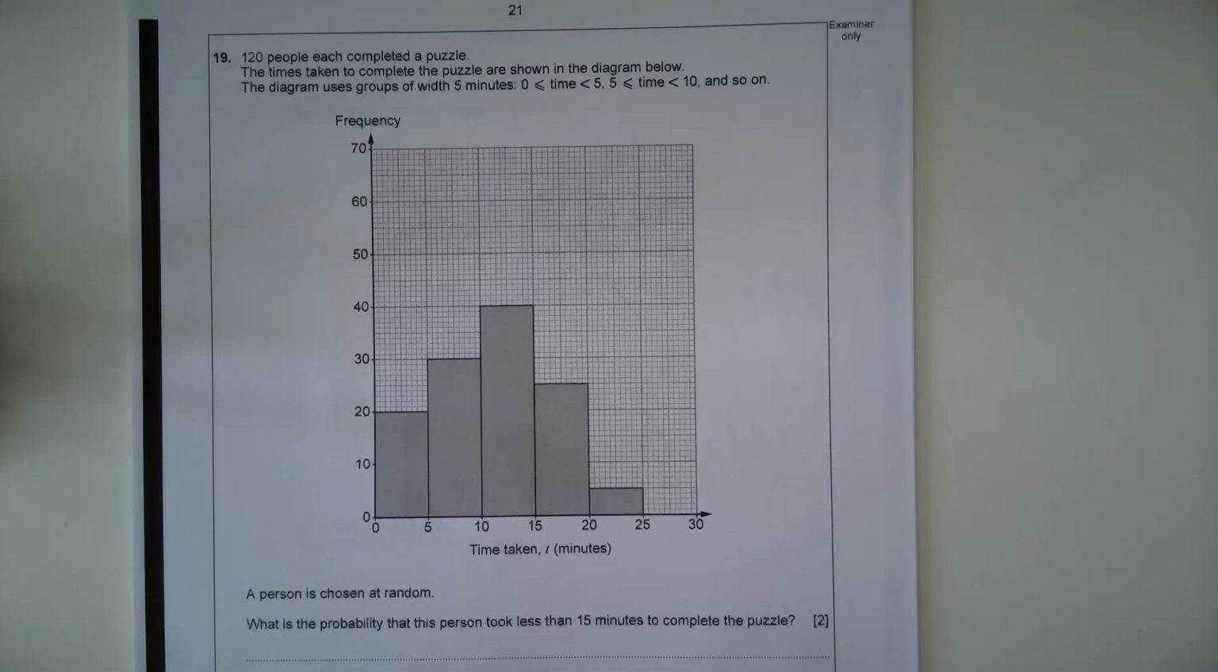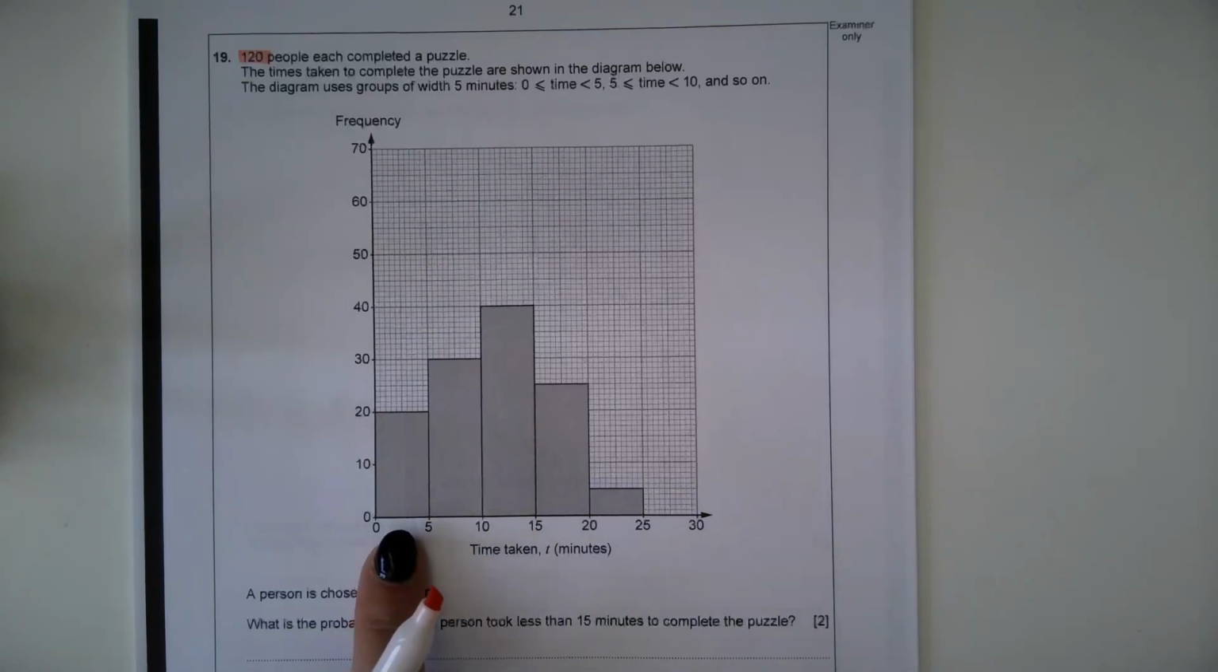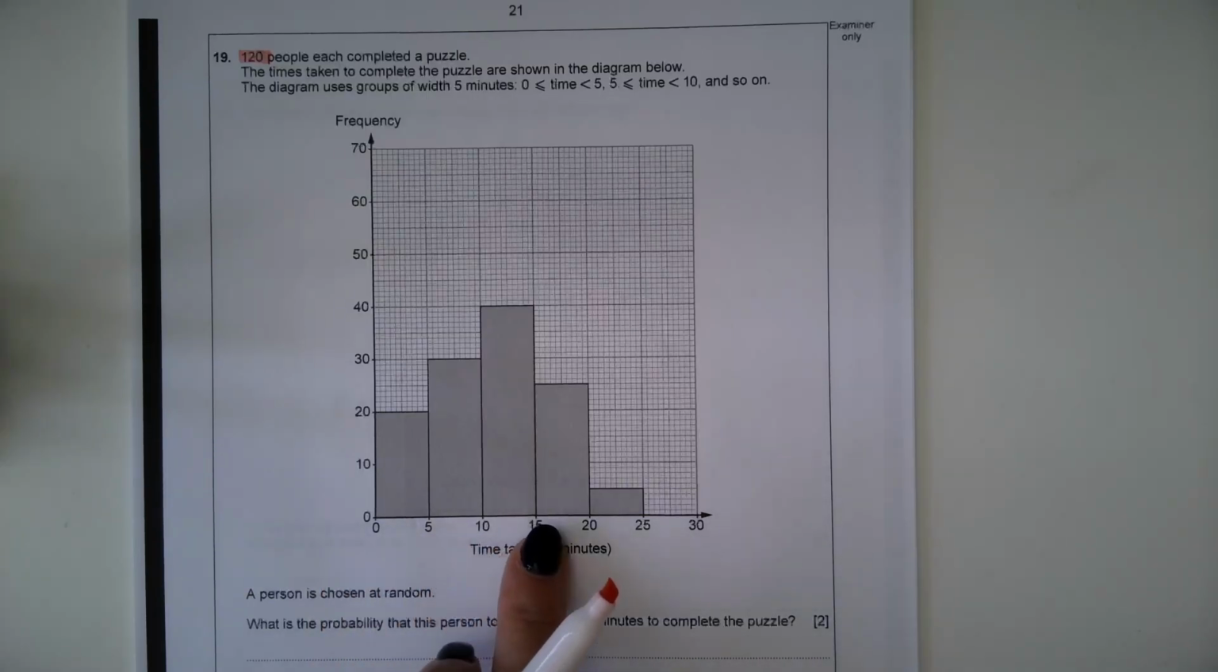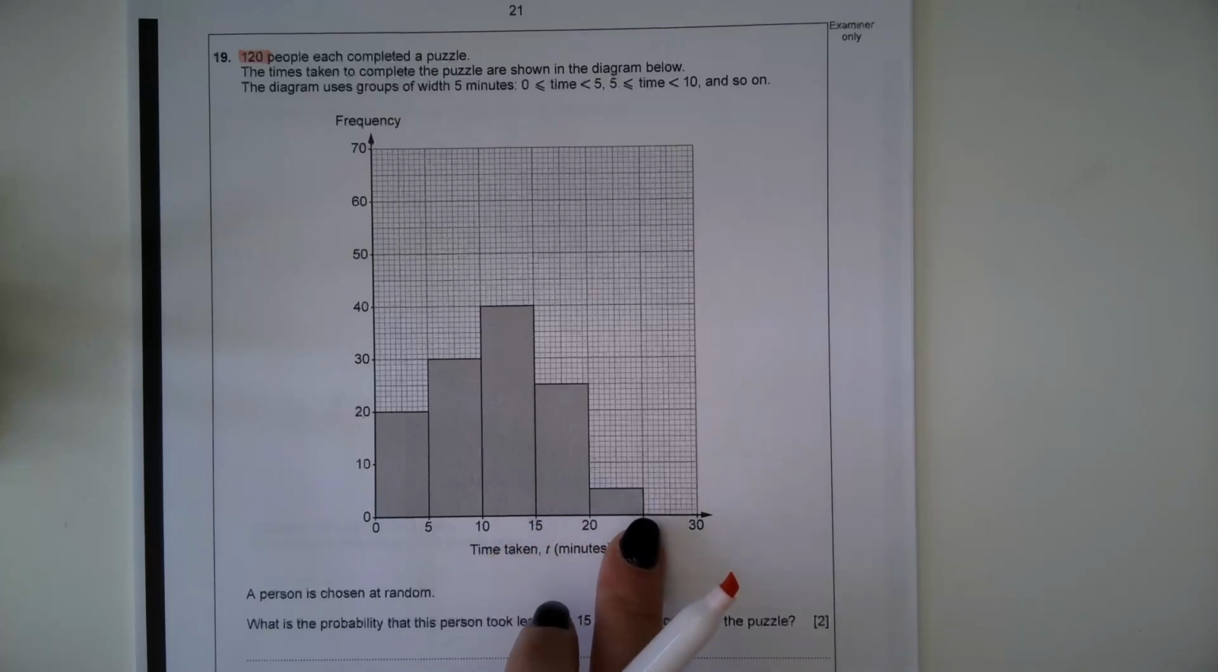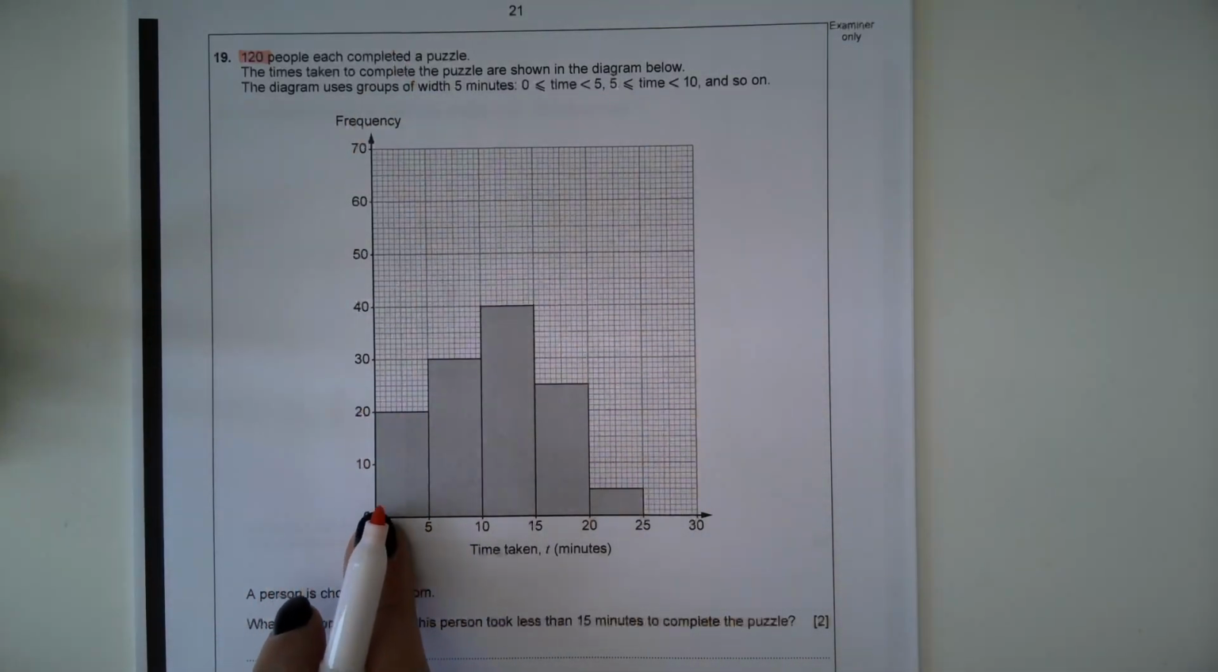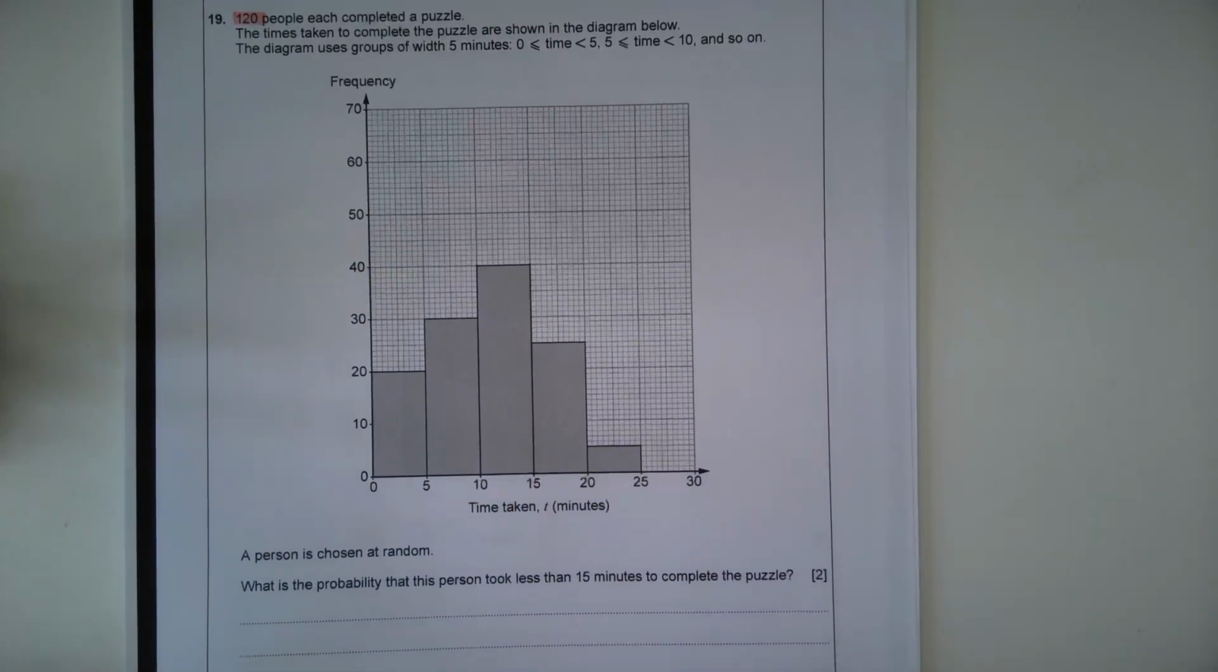Question 19. 120 people each completed a puzzle. The times taken to complete the puzzle are shown in the diagram below. The diagram uses groups of width 5 minutes, so from 0 to 5, 5 to 10, 10 to 15, 15 to 20, 20 to 25, etc.